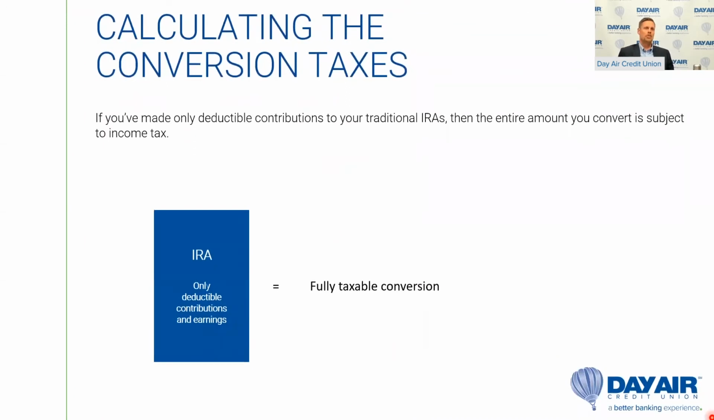So most of the dollars, and I would say 99% of the time, traditional IRAs only have deductible contributions and earnings, meaning you got a tax deduction when you put the money in. So when it comes out, you're going to have to pay taxes on it. So the calculation is easy. Every dollar that you convert gets taxed.